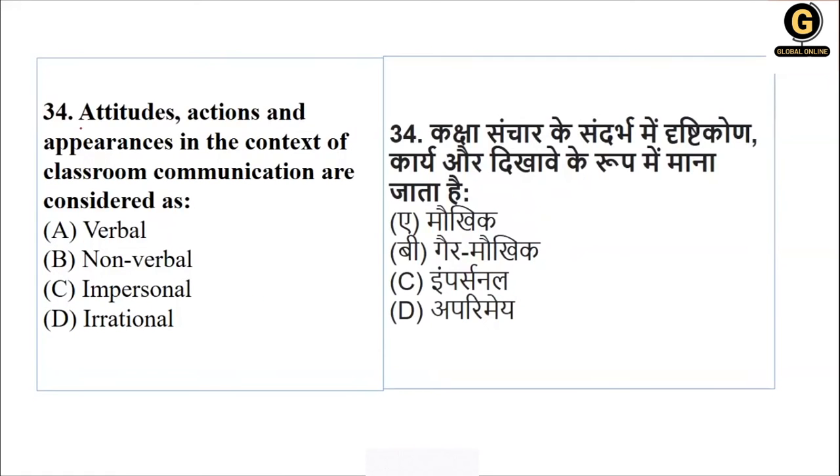Moving ahead. Attitudes, actions, and appearance in the context of classroom communication. Now see, attitudes, actions, and appearance. यहाँ पे उन्होंने बहुत क्लियर क्वेश्चन दिया है. वो क्या हो सकता है? वर्बल, नॉन वर्बल, इम्पर्सनल, इरैशनल. इम्पर्सनल, इरैशनल होगा ही नहीं. ओके, इट्स नॉट नियर बाय एट ऑल. एटीट्यूड, एक्शन, अपीयरेंस दिया है. ओके, कहीं पे भी उन्होंने वर्बल इंडिकेशन दिया नहीं है. So all these are the examples of what? All these are the examples of non-verbal. So your option here is non-verbal communication.